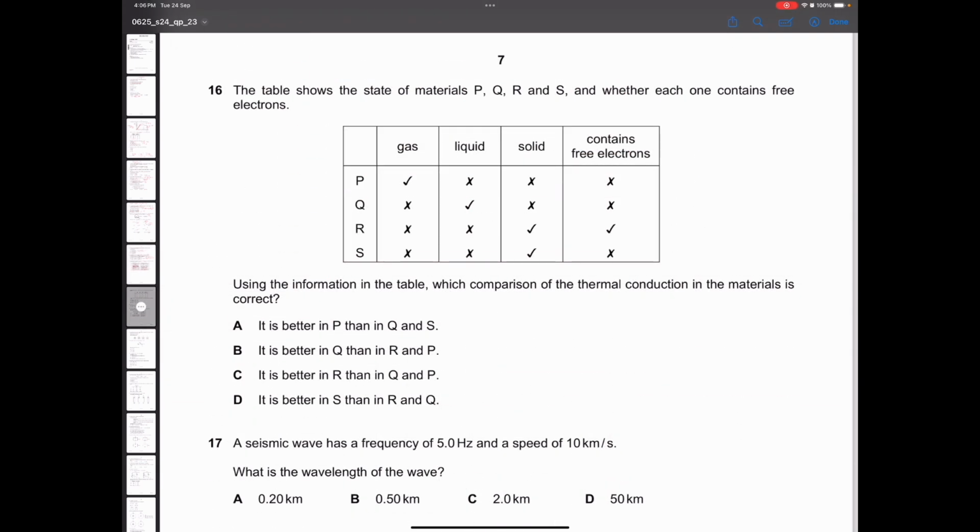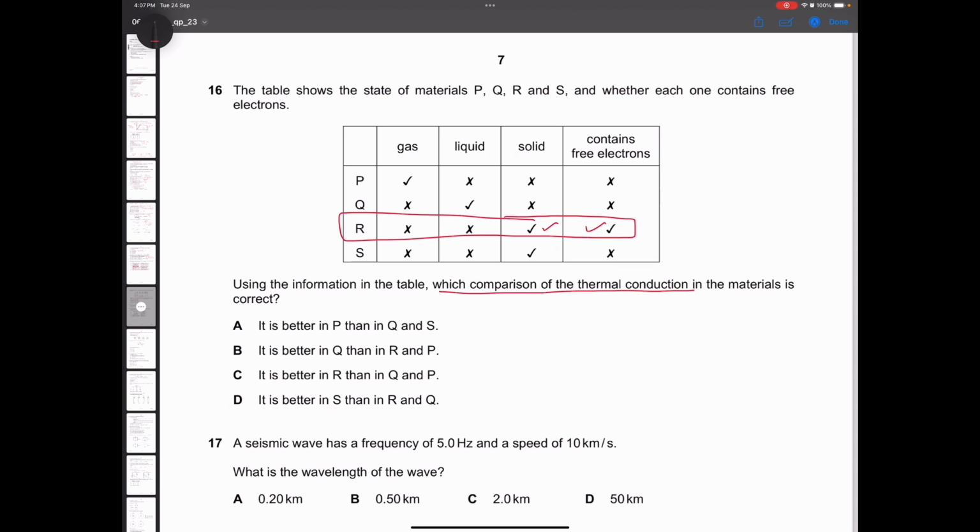Now, question number 16. They've given you data that P is a gas and Q is a liquid, R is a solid. It contains delocalized electrons, all right. They're asking that using this information, which comparison of the thermal conduction? We know that thermal conduction is done mainly by metals because they have free electrons, right? So option R clearly tells you that delocalized electrons are here and it is a solid. So this will be the best conductor, right?